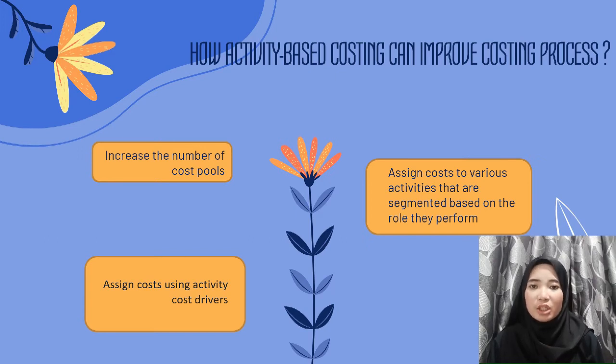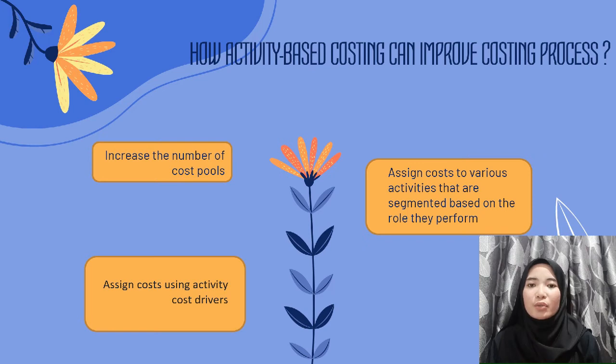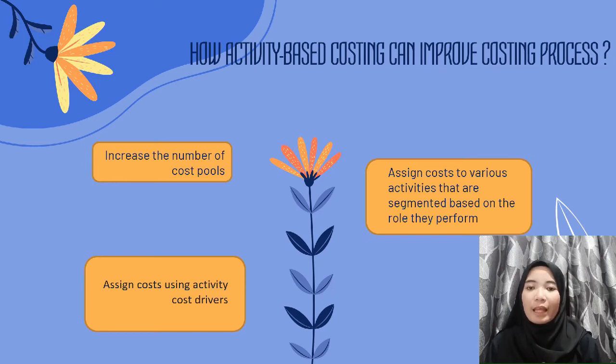Often, too narrow allocation can result in unclear understanding of both activities and how resources are spent on them. The second one is assigning costs to various activities that are segmented based on the role they perform in overall processes. Instead of treating all indirect costs as one organization-wide pool, activity-based costing pools the cost based on each activity. Last but not least, assigning costs to respective product, service and customer activities in the organization using activity cost drivers can also improve the cost process in the hospitality industry.